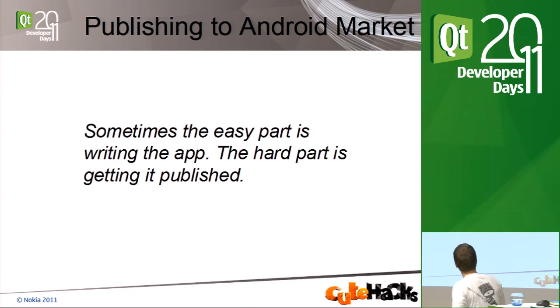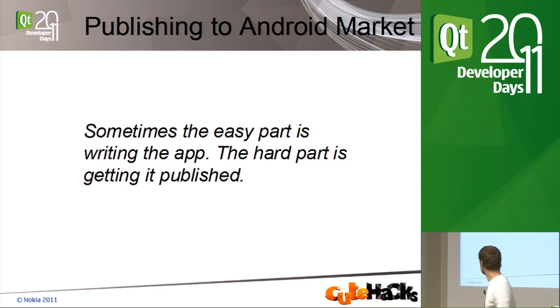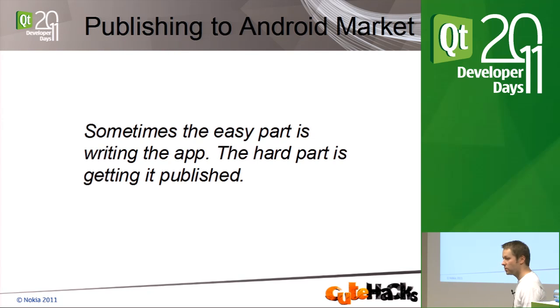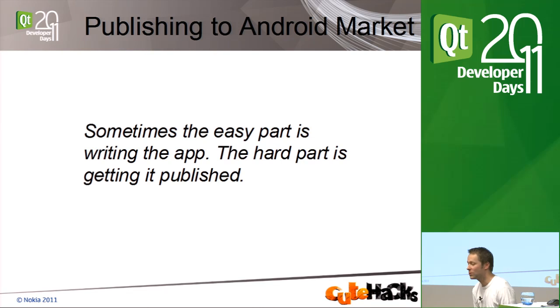Sometimes the easy part is writing the app. The hard part is getting it published. For anyone who's tried to publish an app in any app store, you've probably had some frustrating moments, I hear some laughter, where either you don't get feedback for who knows how long, or you get feedback you don't understand, or you're completely lost because nothing is happening. The good news is that the Android market is easy to deal with. It's the best one I've tried so far.